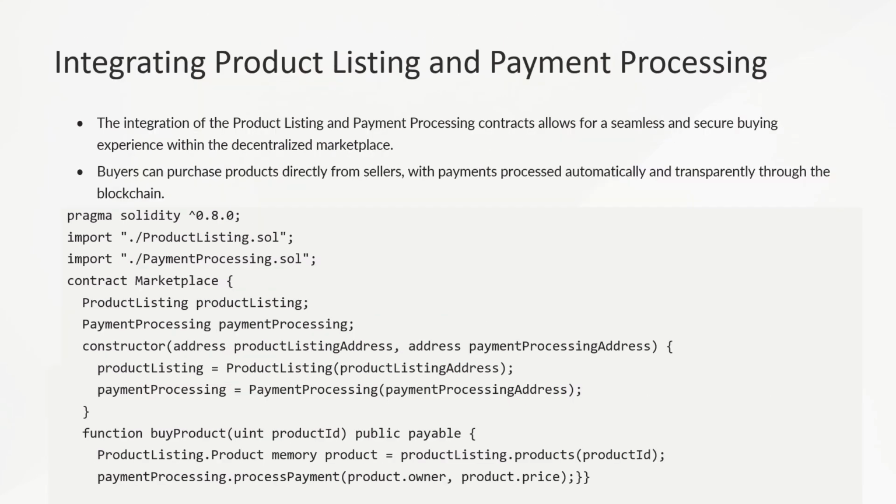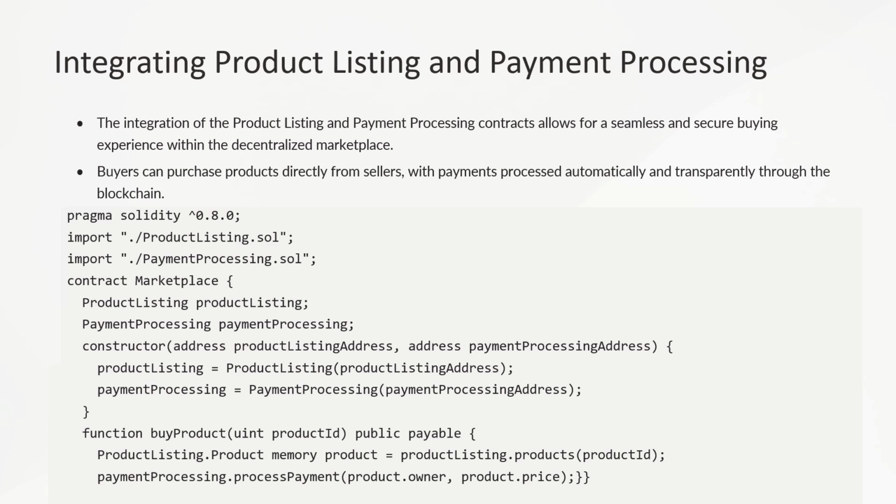Let us now continue our creation of a decentralized marketplace by integrating product listing and payment processing. The provided Solidity smart contract named Marketplace integrates product listing and product payment processing contracts. It associates the instance of the product listing contract with the product listing variable, allowing access to product listing functionalities. It then stores an instance of the payment processing contract within the payment processing variable, facilitating seamless payment processing.